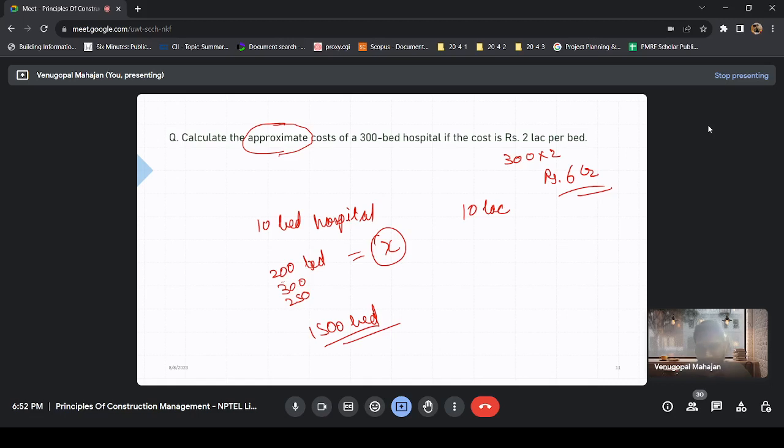Sir, could you please, can I ask a question? Yeah, definitely. So in the previous question, how can we differentiate between unit cost estimating and parametric estimating? Briefly, if you want to differentiate, because they both are similar kind of natures.